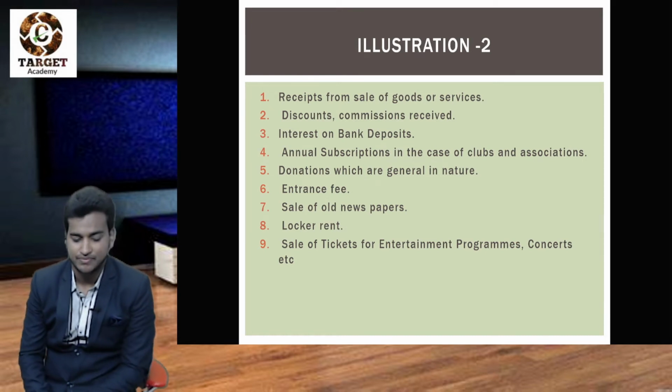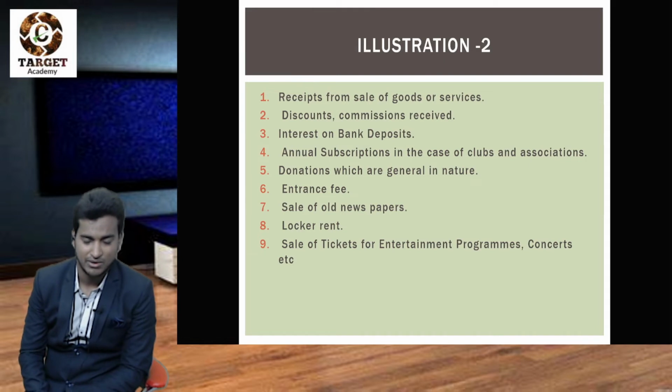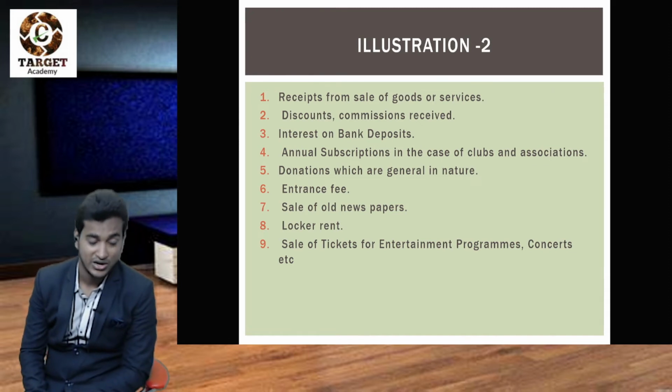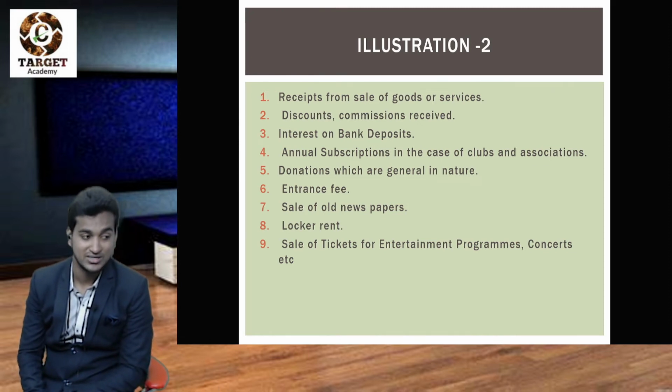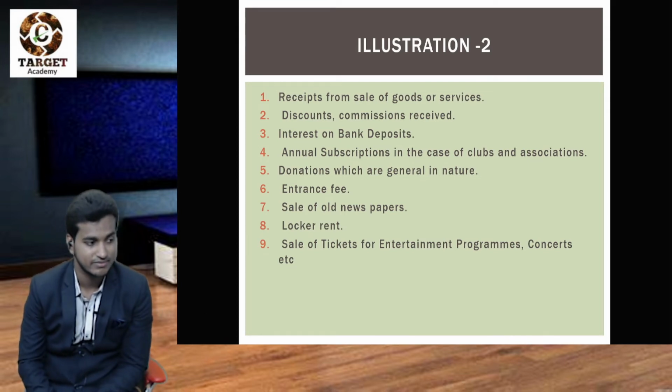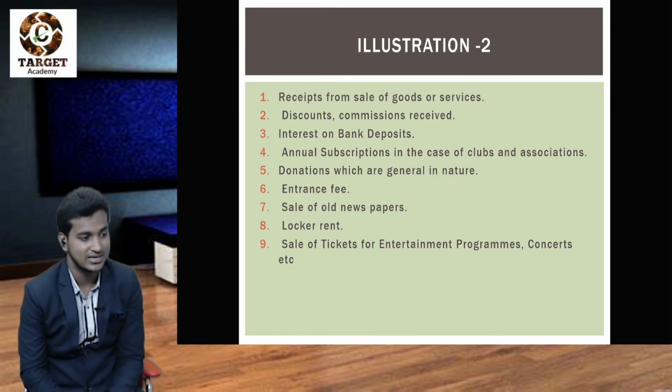Point number 3, interest on bank deposits. That means we deposited some amount in the bank. We are receiving interest every month or every year. That is also revenue receipt because every month we'll get interest. That is not an occasional thing.